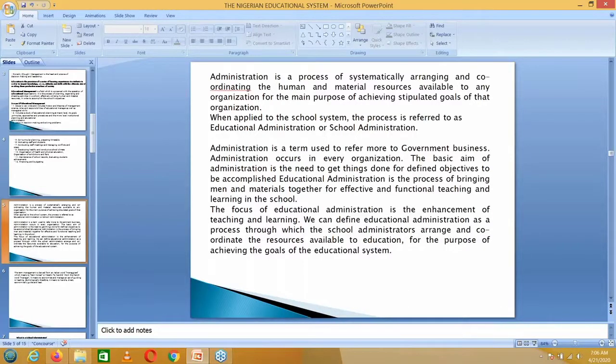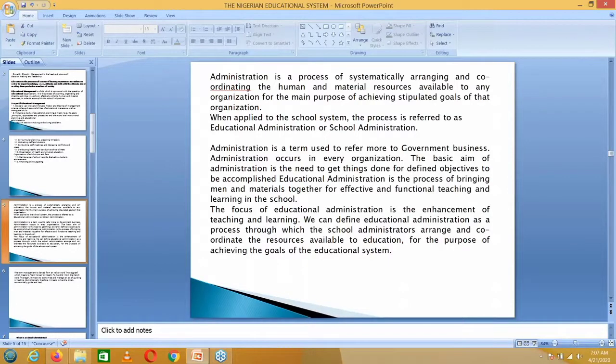Now, when it is applied to a school system, it's also referred to as educational administration or school administration. They are the same thing. Administration generally also refers to government business. You understand? It's always like a business. It occurs in every organization.